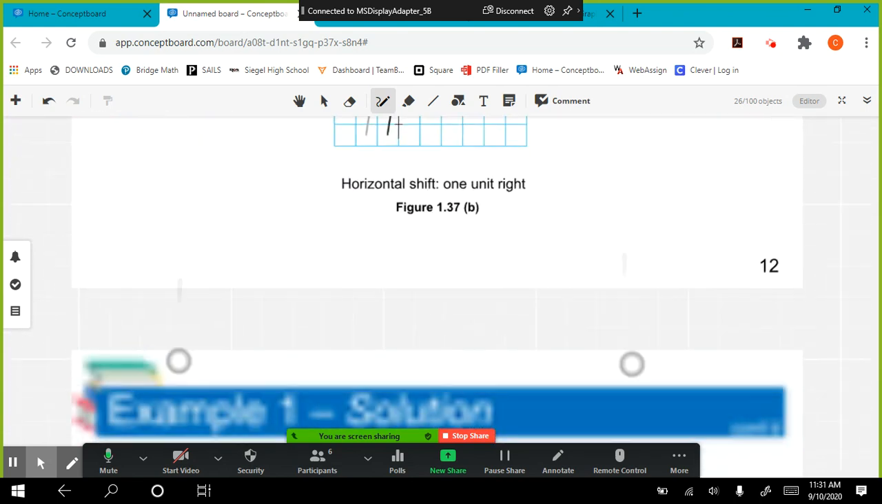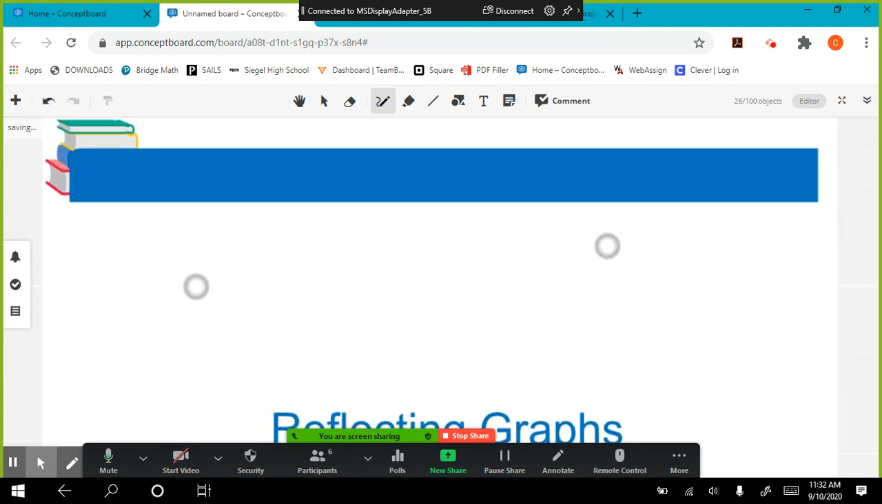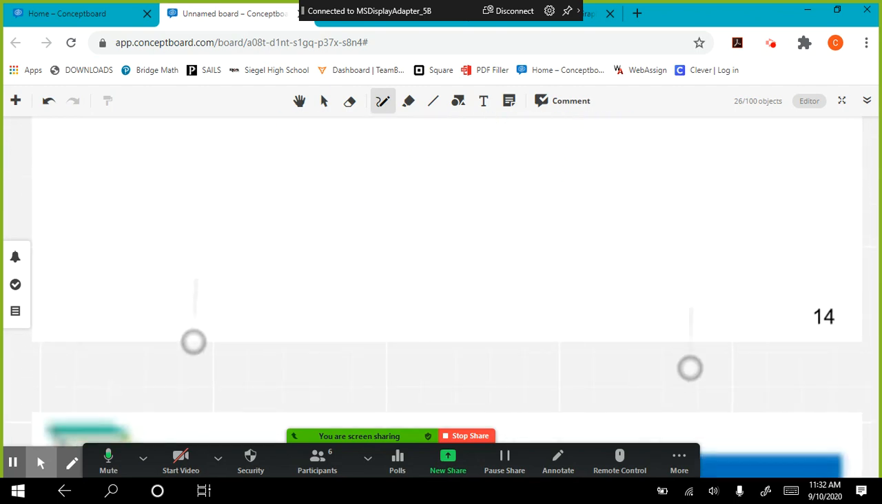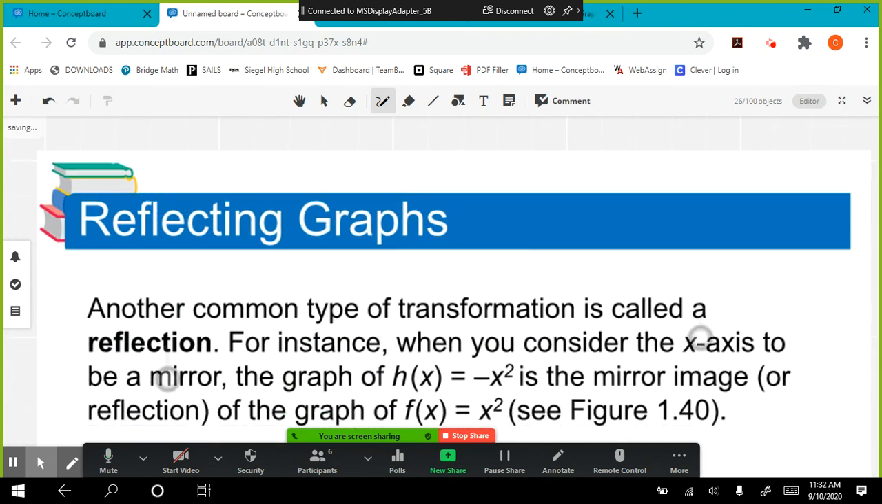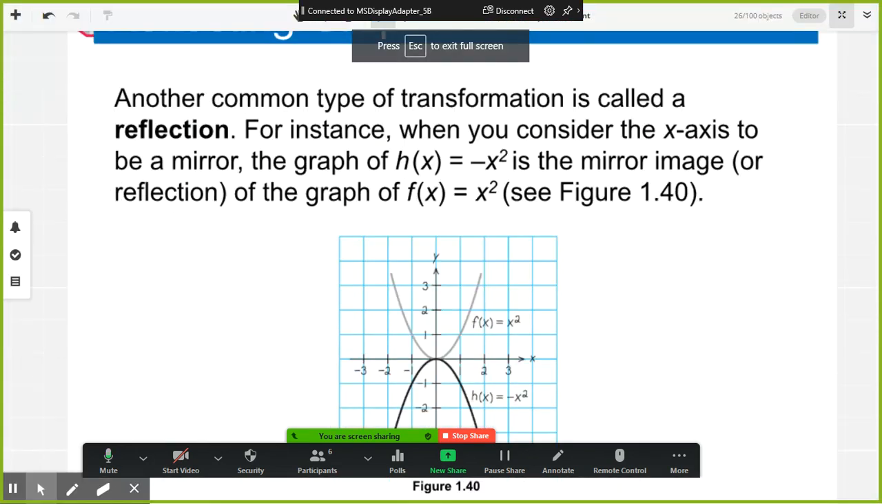This is just going back through what we just talked about, so I'm not going to skip over those. All right, reflecting graphs. And we have 2 reflecting points. We have the x-axis and the y-axis. All right, so another common type of transformation is called a reflection. For instance, when you consider the x-axis to be a mirror, the graph of h of x equals negative x squared is the mirror image, or the reflection of the graph of f of x equals x squared.